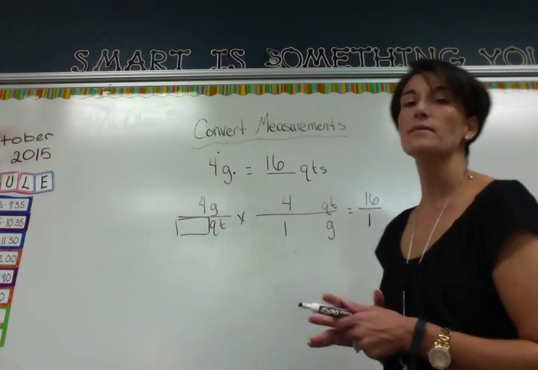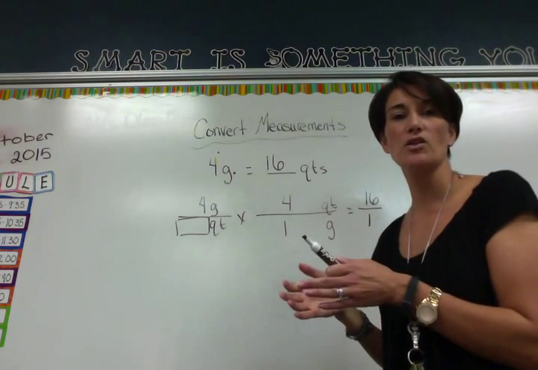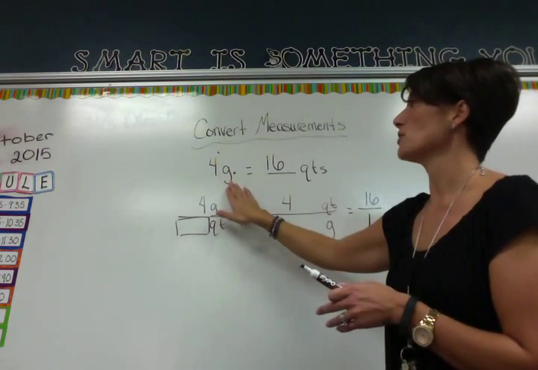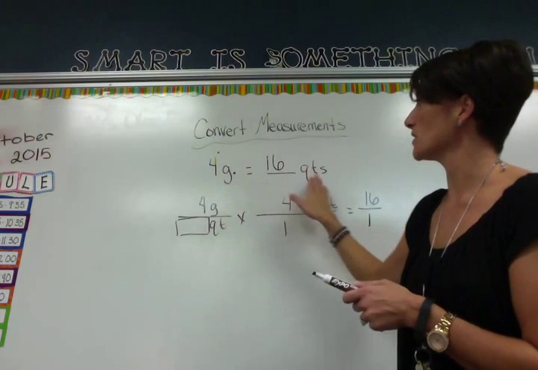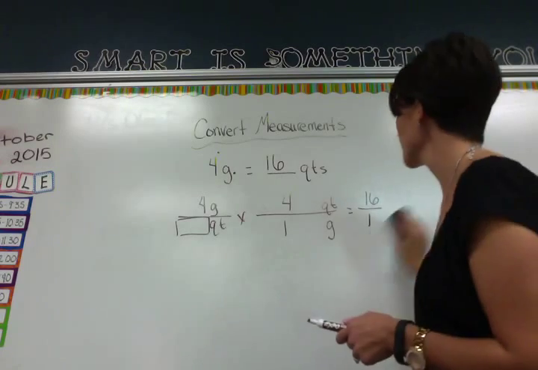All right, so sometimes you have to divide depending on if you're converting from large measurements to small measurements. Well, actually, you multiply when you're converting large measurements to small measurements. If we're going from small to large, you divide. So let's try 2 more examples.